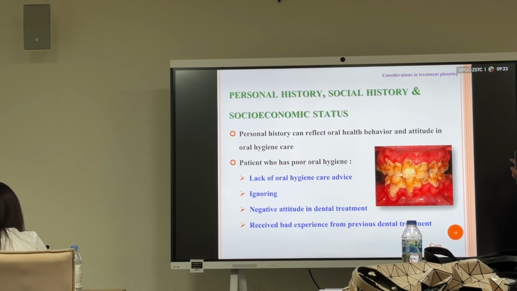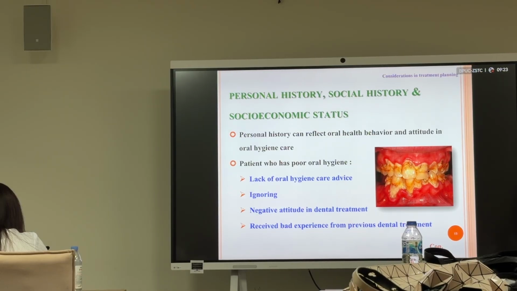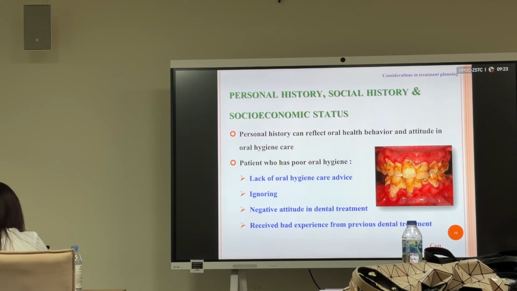Okay, the personal history, social history, and socio-economic status. Personal history can reflect oral health behavior and attitude in oral hygiene care. A patient who has poor oral hygiene, maybe you need to think about many reasons, like a lack of oral hygiene care advice, or ignoring, or a negative attitude toward dental treatment, or receiving a bad experience from previous dental treatment.